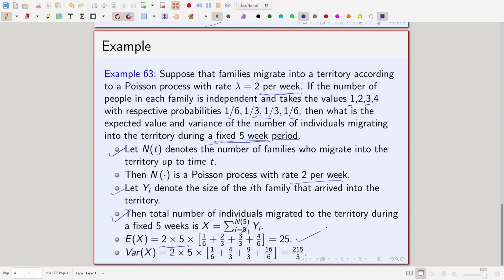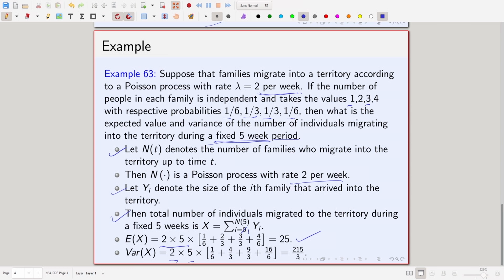And now, for variance, what is the formula of variance? That is lambda t times expectation of Y_1 squared. Again, lambda is 2, t is 5. Now you have to find expectation of Y_1 squared. So it is 1 squared times 1 by 6.